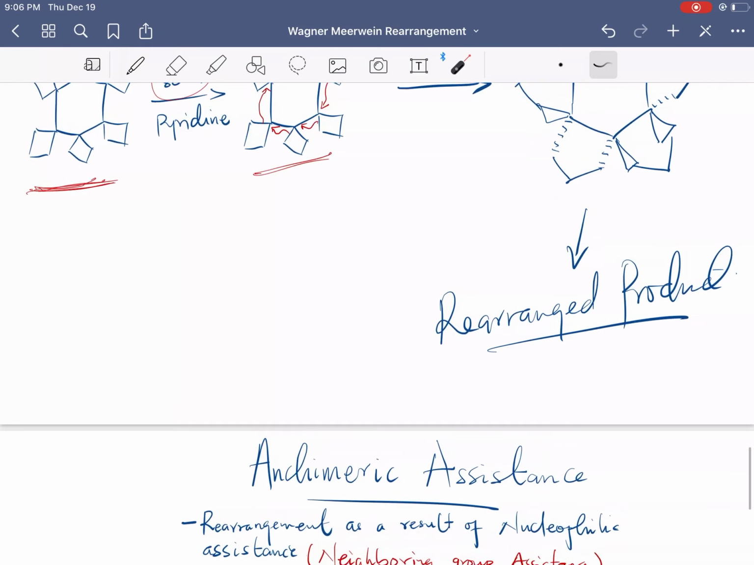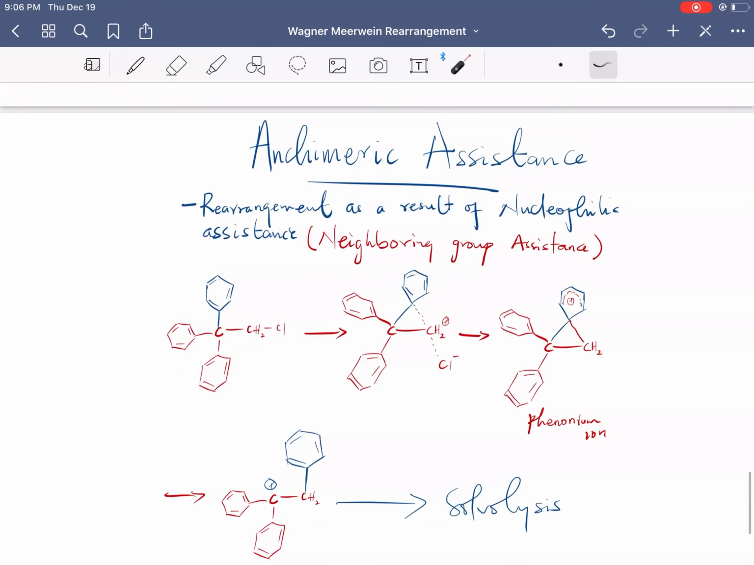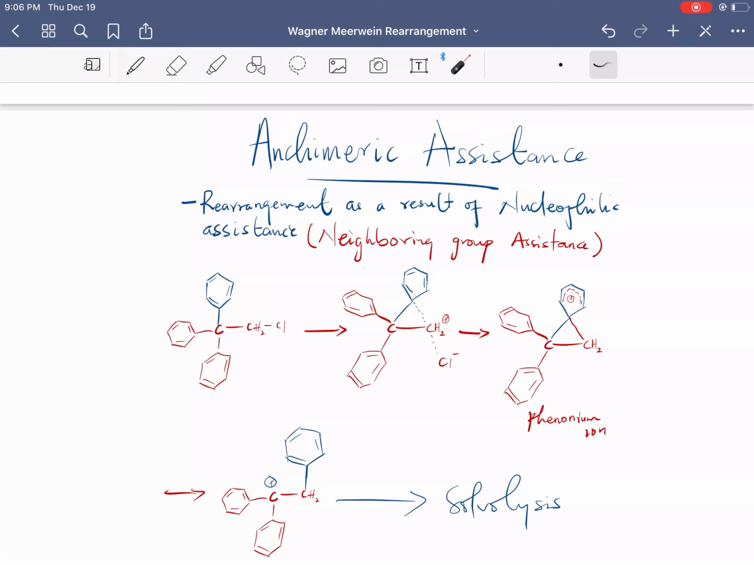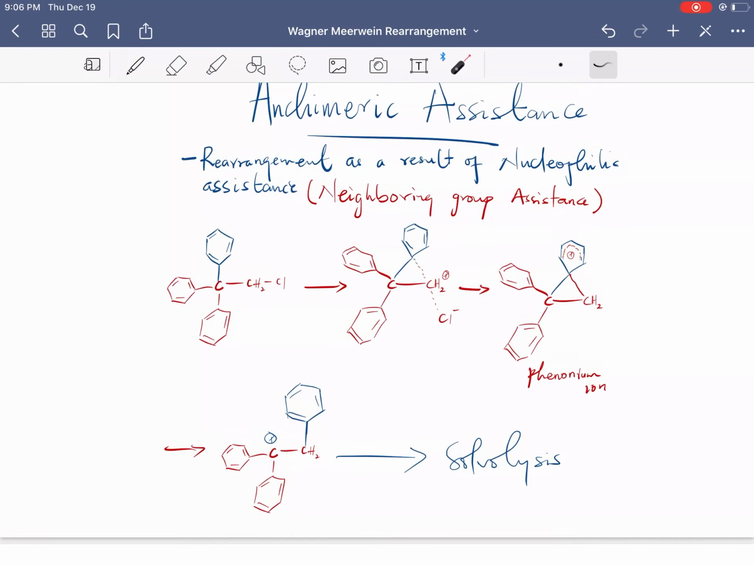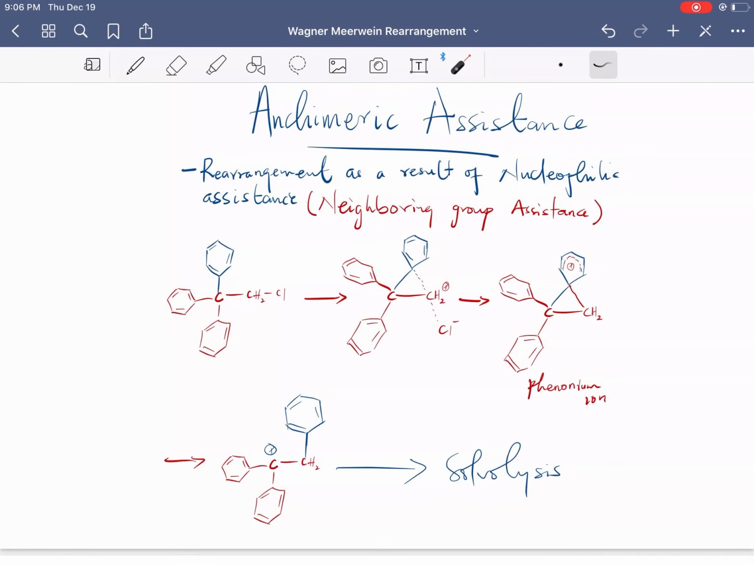Now before we end today's lecture, let's look at another phenomenon we call anchimeric assistance. This is another type of rearrangement that occurs with the help of a nucleophile that is in the neighboring carbon. An example is when we have a beta,beta,beta-triphenylethyl chloride, as shown here. What happens is, in formic acid, the electrons in this benzene ring here are donated to this carbon here and push this chlorine away, as seen in this intermediate. So we form this phenonium ion here, which is very stable.